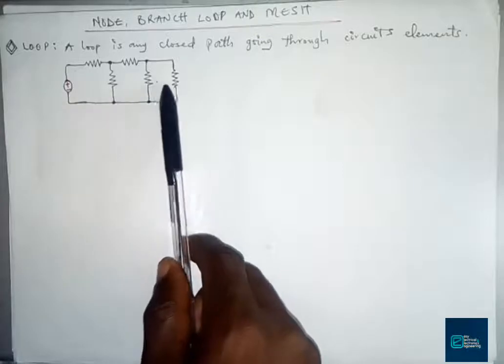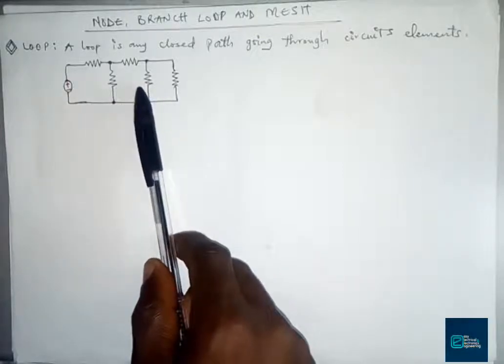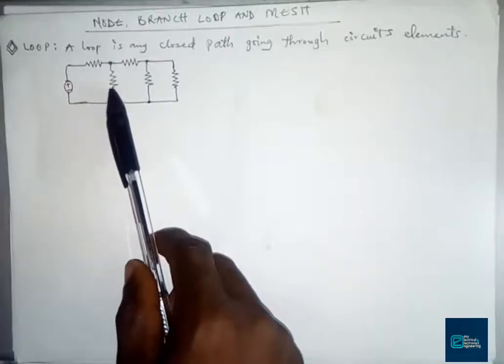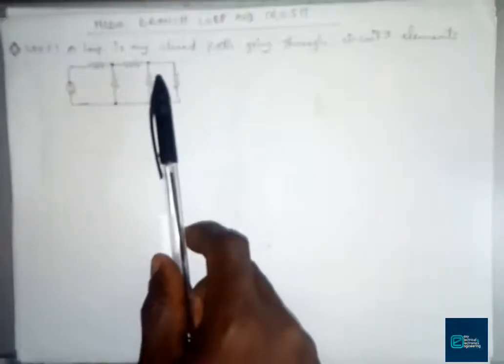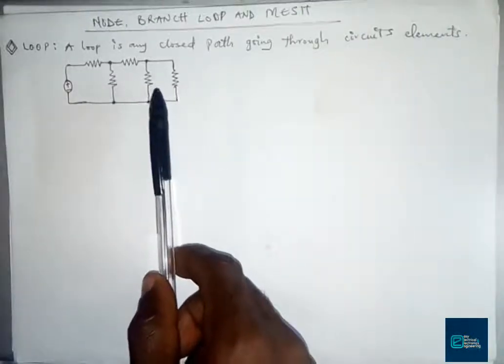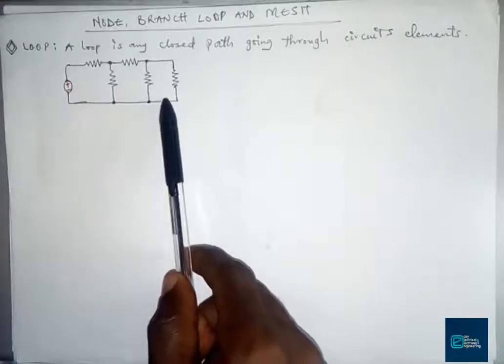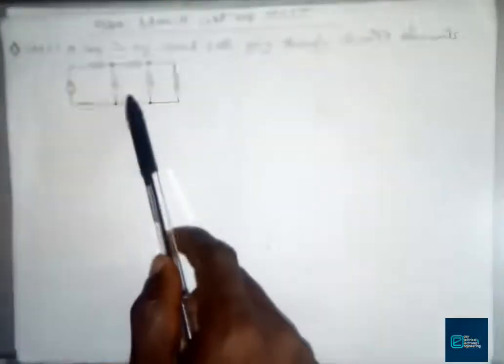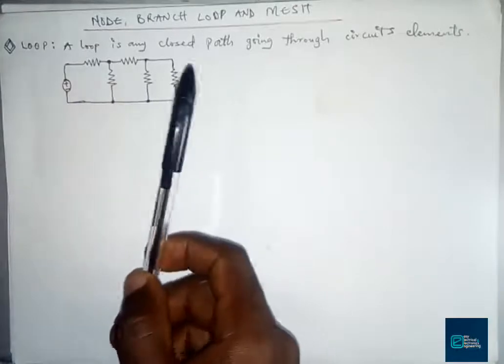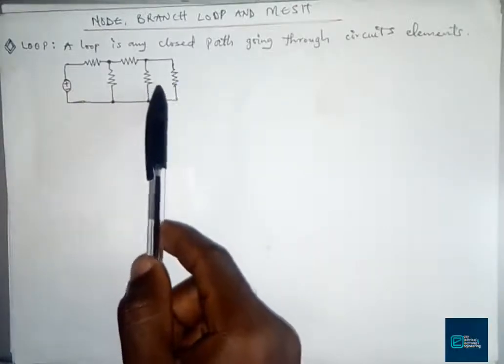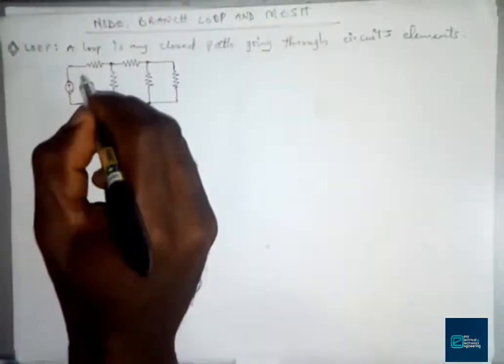The rule is simple. We have to make sure the loop can pass through a node just one time. But it doesn't matter if loops overlap each other, which means it doesn't matter if a particular loop contains another loop, like what we have in our circuit here. So how can we determine the number of loops we have in this circuit? We can have this as our loop.